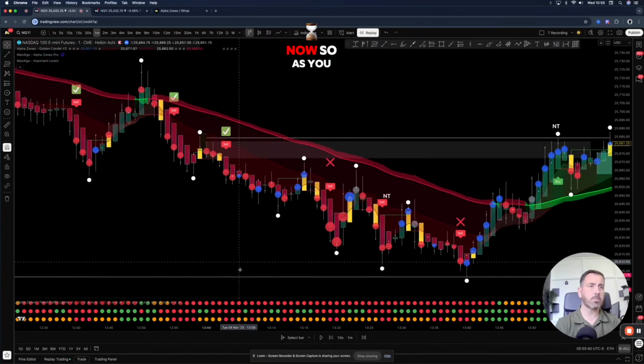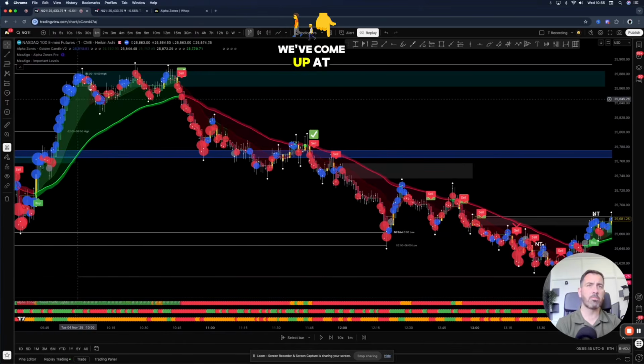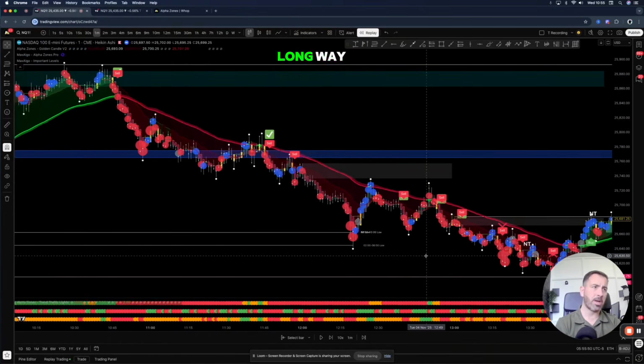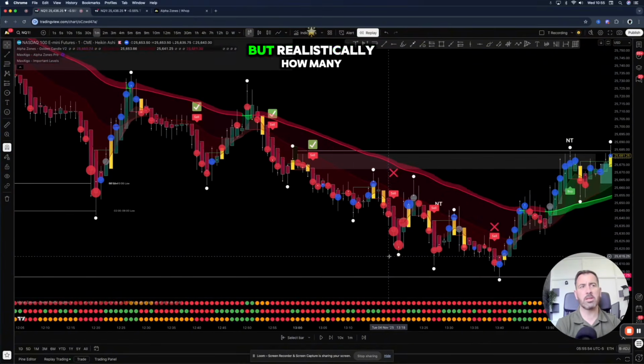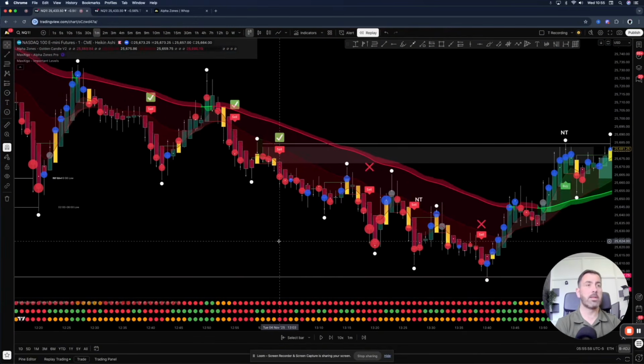Now, as you can see, over New York here, we have come down quite a long way. We've come up at the start of New York and pushed in that direction, and then come down a long way. And this is the move. So you've had these 2 losses at the end, but realistically, how many trades do you want to take? Let's be real. So we've got a sell signal here.